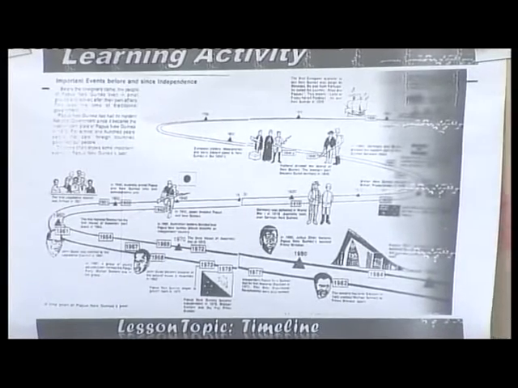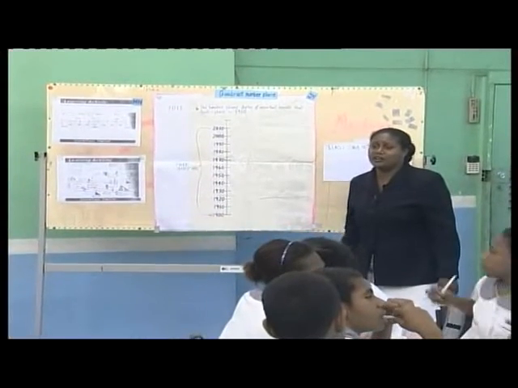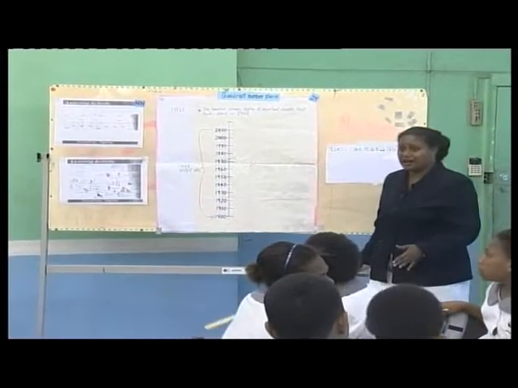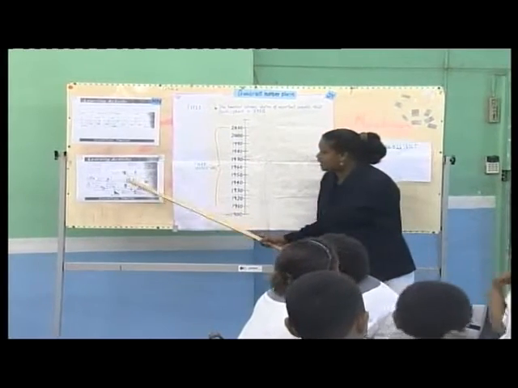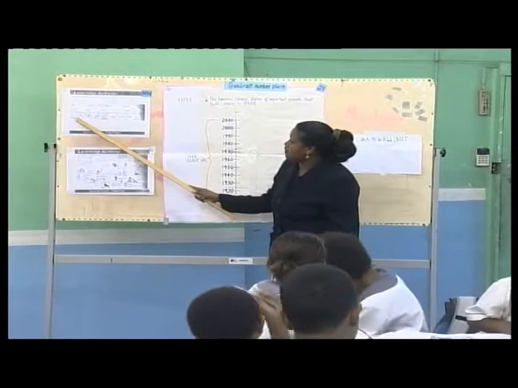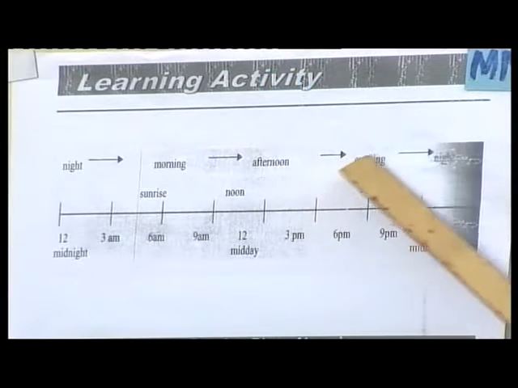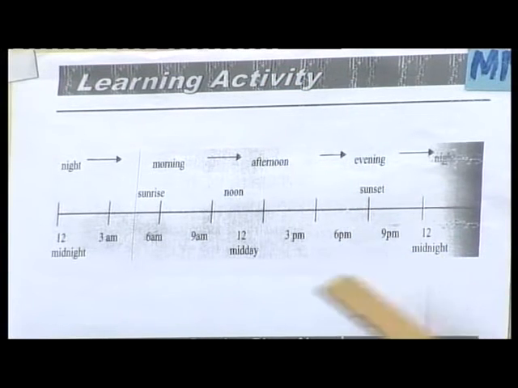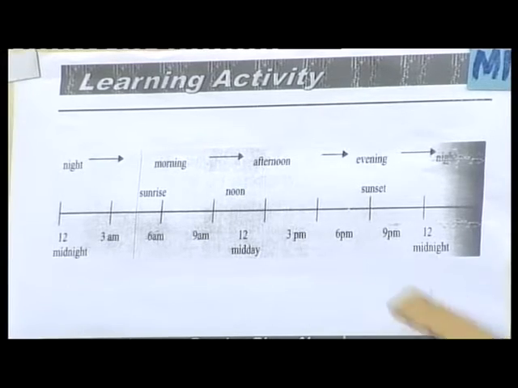Now you will find that a timeline records the order of events from the past to the present. So you will see here, in this example, we have the horizontal timeline. We have the night time, morning, afternoon, evening, and then it goes back to night. So from the past to the present, and it continues. But this is only for a day.